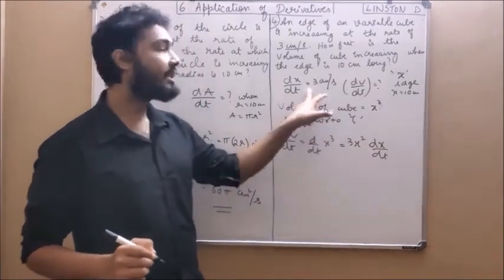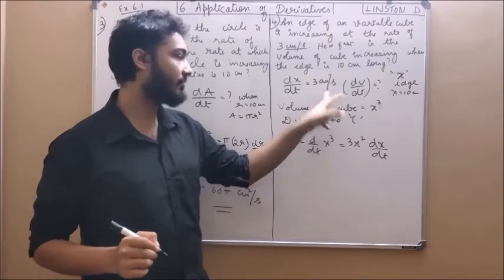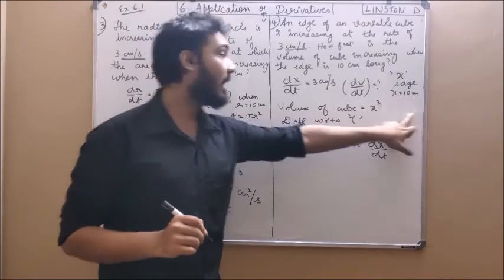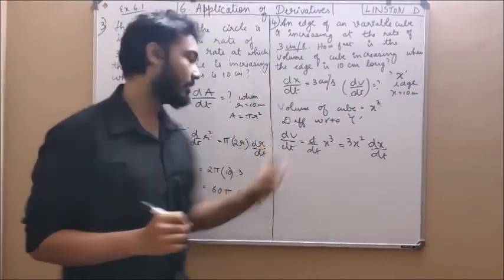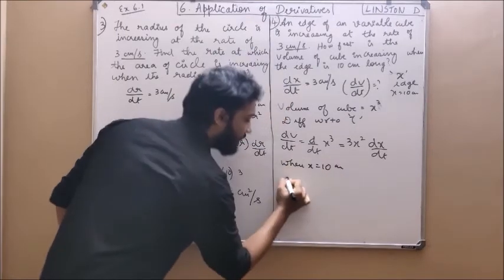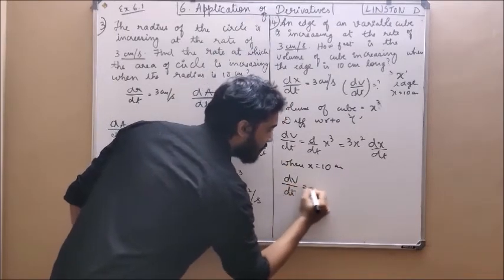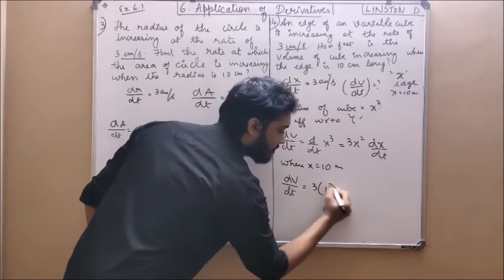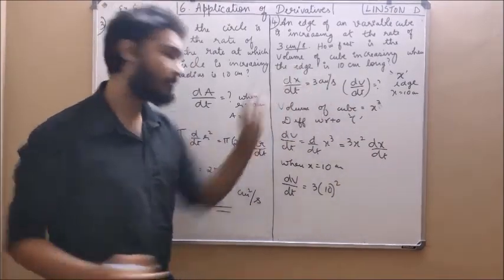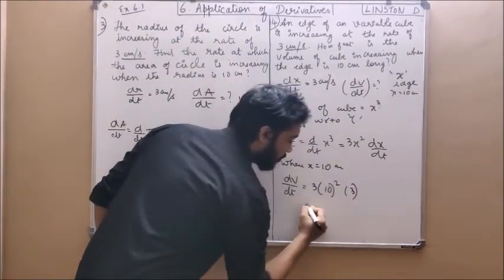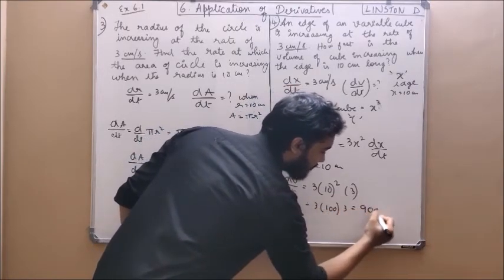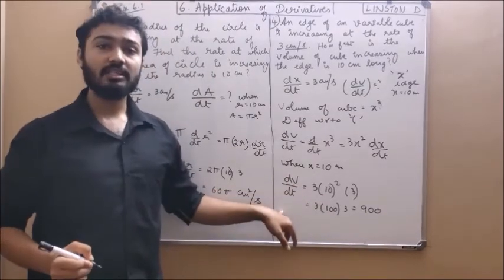Now, given dx by dt is 3 centimeter per second, we can substitute. We will find dV by dt when x equal to 10 and dx by dt is 3 centimeter per second. So when x equal to 10 centimeter, dV by dt equals 3 into 10 square into dx by dt. What is dx by dt? It is 3 centimeter per second. So 3 into 100 into 3, that is 3 into 3 into 100, 900. dV by dt is 900.